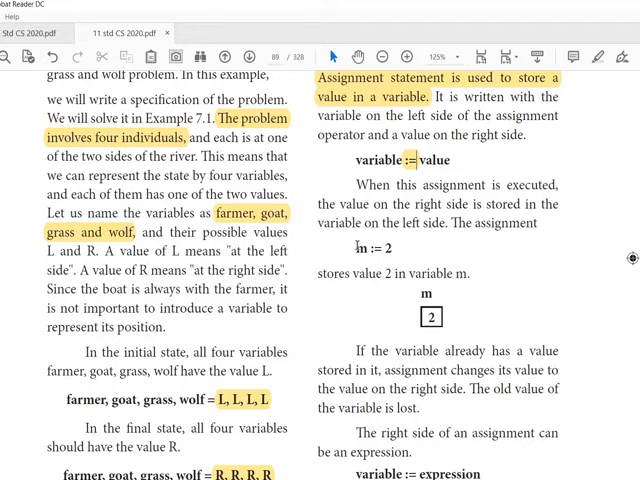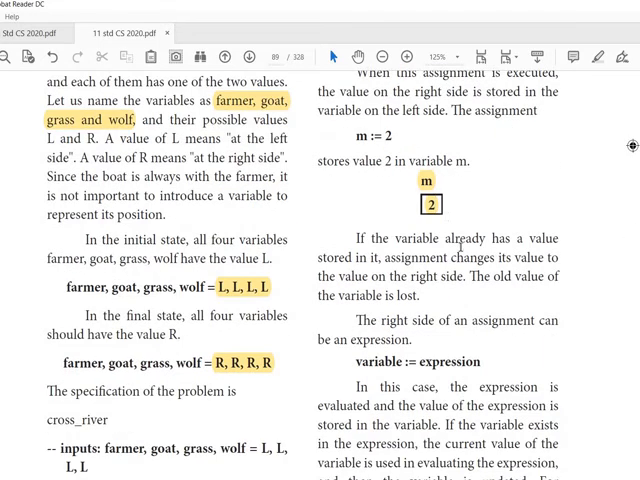That means m := 2. The value 2 is stored in the variable m. So m is a variable or the storage place. It will have a memory allocation in the computer, and in that memory allocation, the value 2 is stored. If the variable already has a value stored in it, assignment changes its value to the value of the right side. For example, suppose m has 0 at the start, and now m := 2 means the 0 is replaced with 2. The old value of the variable is lost.